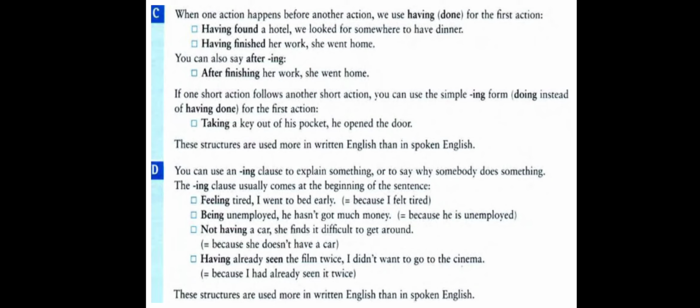This is the complete clause sentence. After we had found a hotel, we looked for somewhere to have dinner. The first action was in the subordinate clause: after we had found a hotel. To reduce it, then we cut off after and the subject we, and had is transformed into a verb plus ing, then it becomes having plus past participle.